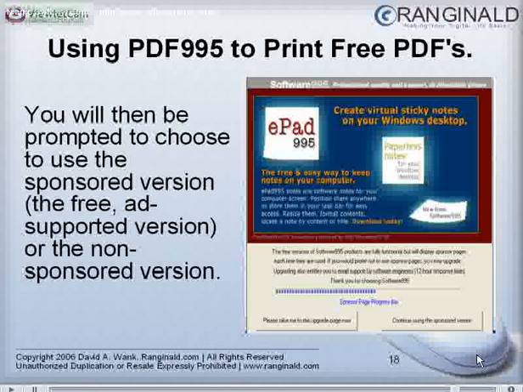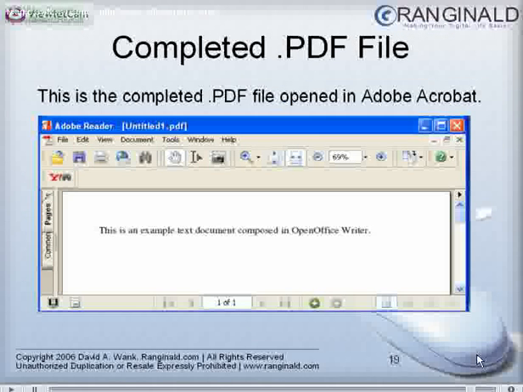Then you'll be prompted to choose the sponsored version, which is the free ad-supported version, or the non-sponsored version. And again, it's listed right here. But the sponsor pages, if you can deal with it, are acceptable to me. So you continue using the sponsored version. You have to wait a few seconds for the progress bar, and voila. This is your completed PDF file. And I opened it in Acrobat to show you how easy this was.